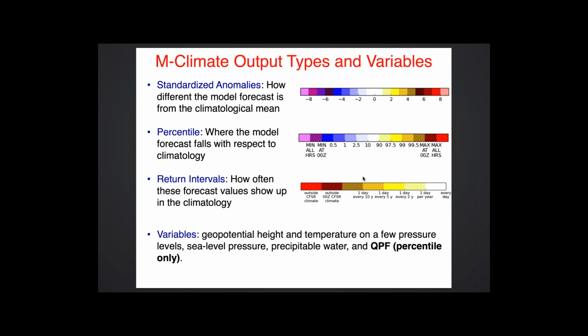For the model climate output, we again have the standardized anomalies, percentiles, and return intervals. However, presently we have much fewer variables that this is available for. For now, we just have geopotential height and temperature on a few pressure levels, and then we have sea level pressure and precipitable water. But I would also like to point out that we have a percentile version of a QPF table, which I find very helpful, and I'll be illustrating that in one of the examples later.